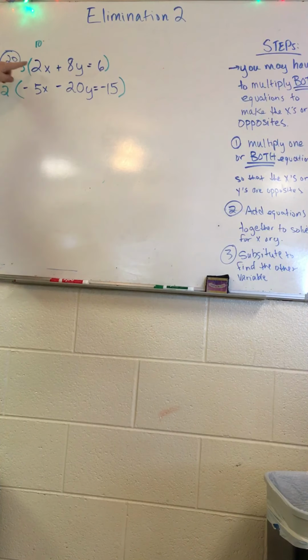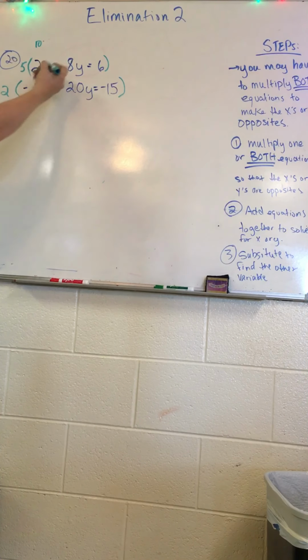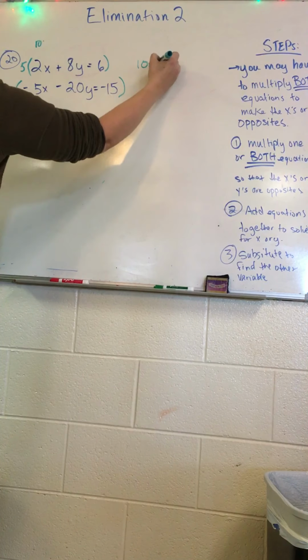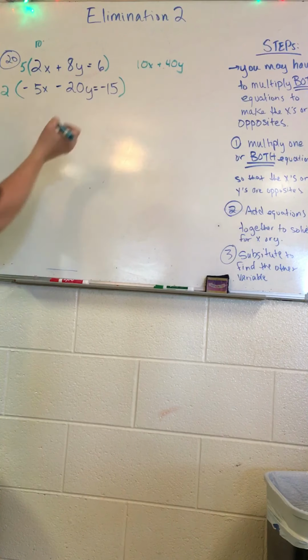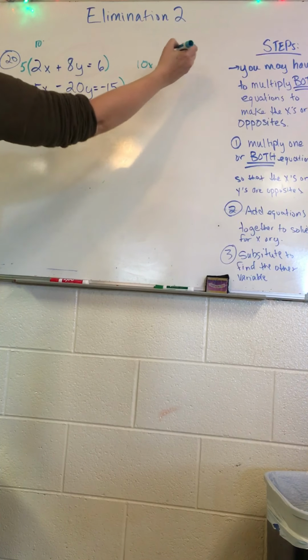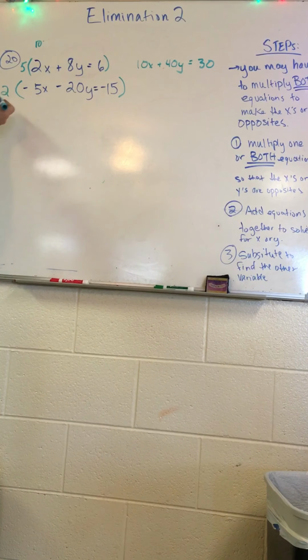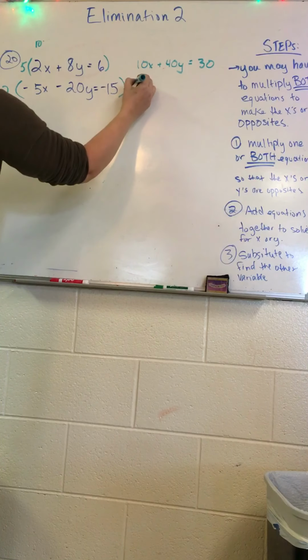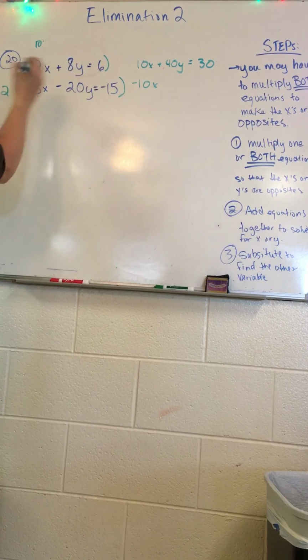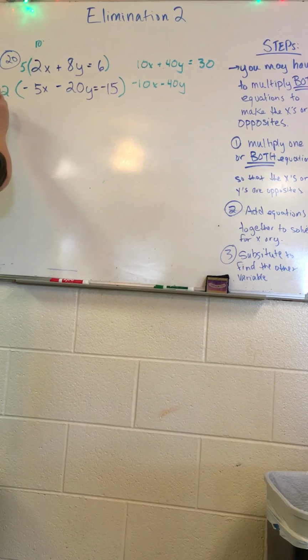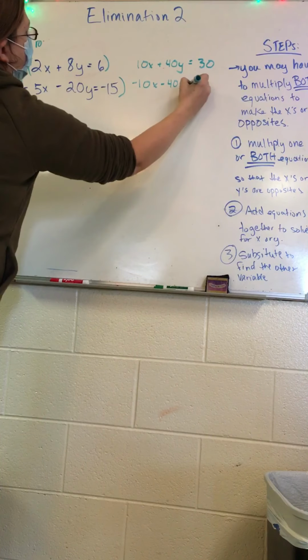So let's go ahead and start multiplying. Now, I multiply each term by 5 here and each term by 2, okay? So we go ahead and start doing that. If I multiply this, I end up with 5 times 2 is 10x. 5 times 8 is 40. 5 times 6 is 30. Okay? The second equation, 2 times negative 5 is going to be negative 10x. 2 times negative 20 is negative 40. And then 2 times negative 15 is negative 30.